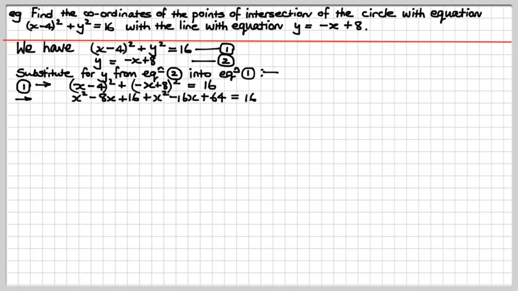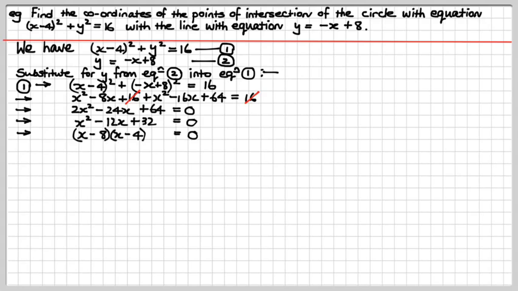Multiply those things out. And yes, that's very nice, isn't it? The 16s cancel, and we get this stuff. Does it look right? I think it does. Cancel down by 2, and then factorise. Oh, look at this. A work of art. So therefore we can say that x is 8 or x is 4. They're the two x coordinates of the points of intersection, right? Now we just have to convert them into coordinates, don't we?